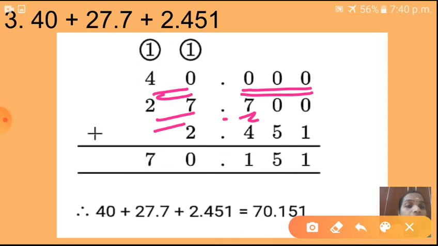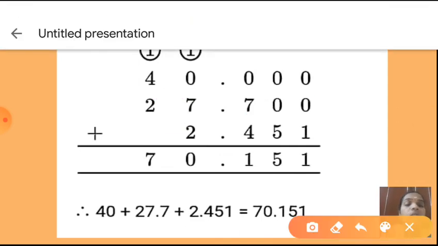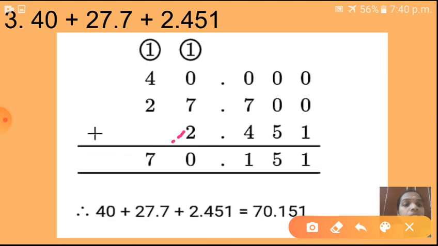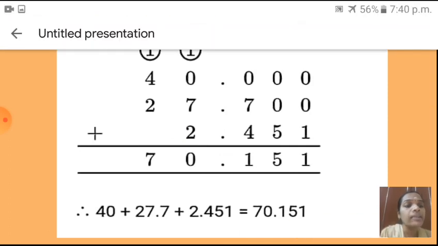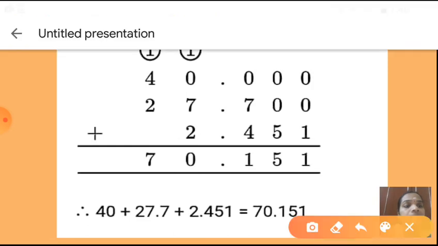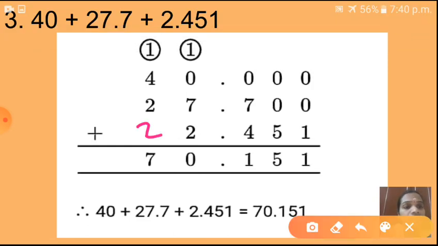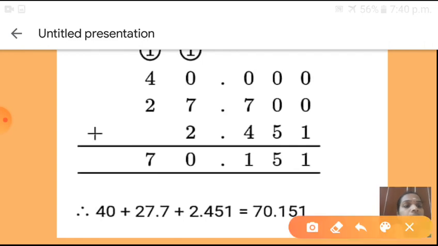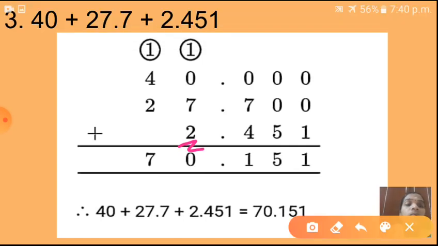And the next number is what here children? Yes, 2 point. Here 2 is what? Yes, 2 is the unit place, that means ones place. So you have to write 2 here only. If you write it in the tenths place, you will get a wrong answer. So 2 you have to write here, 0.451. In decimal number addition, you have to write the numbers in proper places, then only you will get the correct answer. I hope you understood how we have to write these numbers.